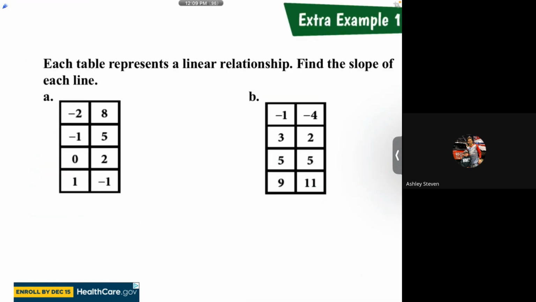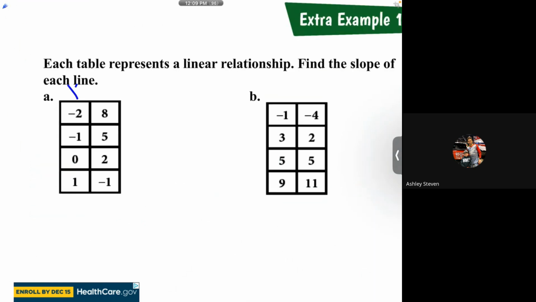All right, your turn. I didn't put X and Y at the top here. Looking at that first one, which two would I pick to do? 0 and 1. Why? They're positive. There's no negatives. I want you to find the slope on both A and B.